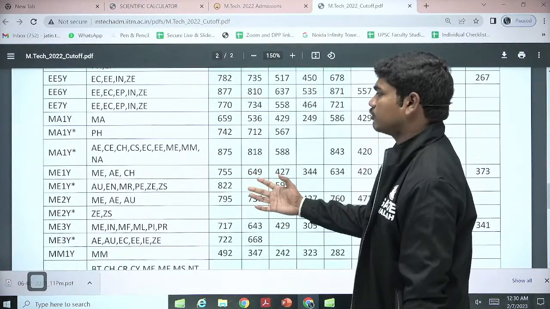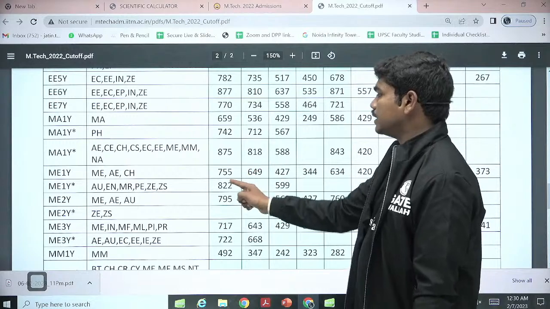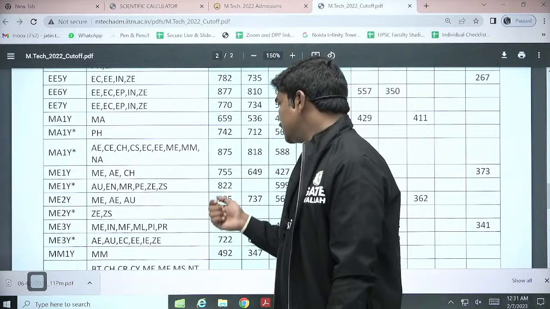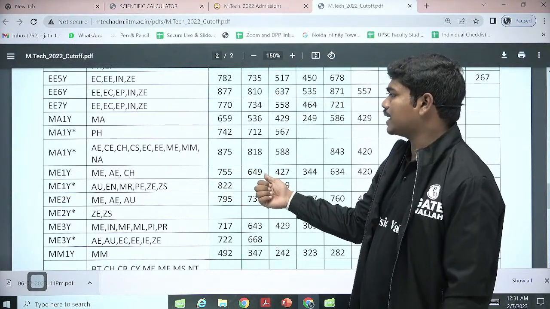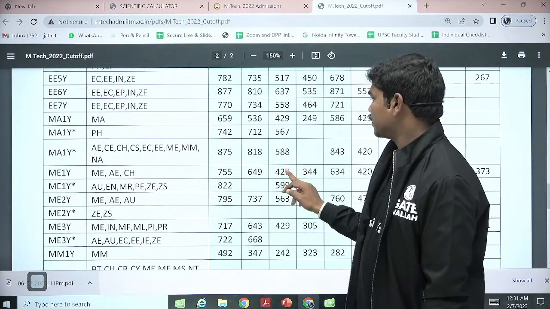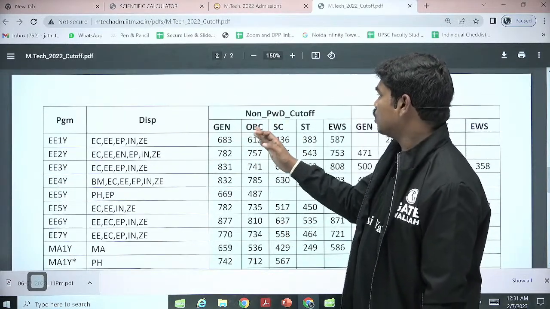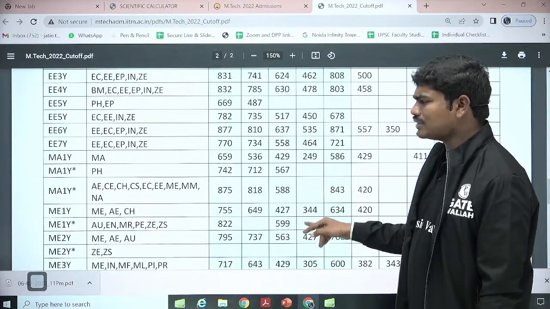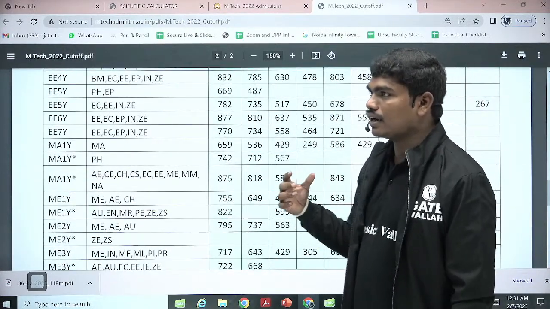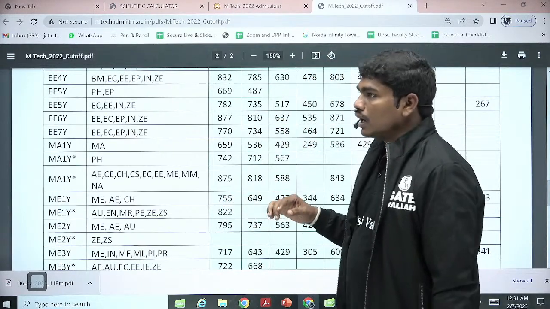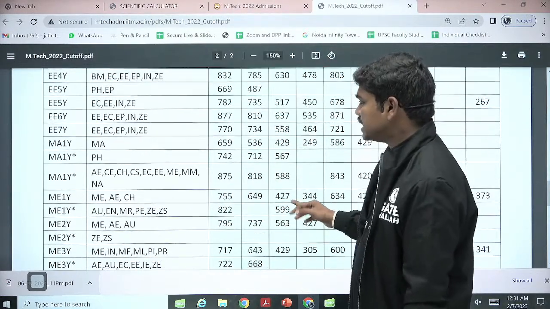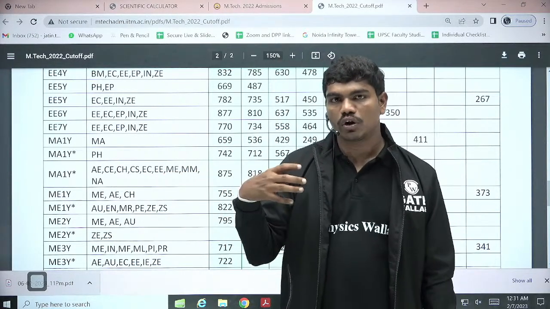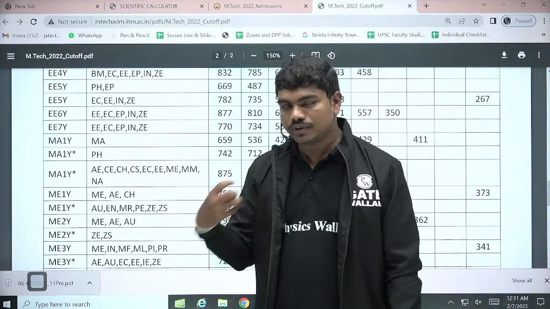These are the cutoffs, final calls. The last candidate got a score of 755. So if you get a score of around 755, you can easily get admission here in thermal, followed by design, which I think slightly went down last year, and manufacturing is 427. These are for the different categories: general, OBC, SC, ST, EWS. On average, for the general category, and depending on your category and COAP results, you can easily identify these final cutoffs, the final seats in the final round.